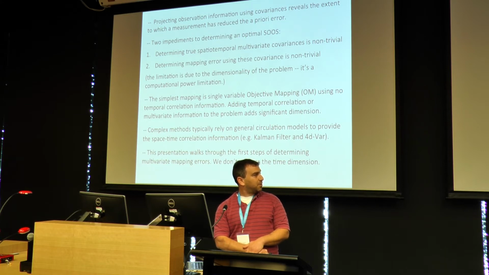So I'm going to walk through the first steps in determining multivariate mapping errors. I'm not going to address the time dimension. I'm not going to use a complex method. I'm just going to use EOFs to project mapping error.